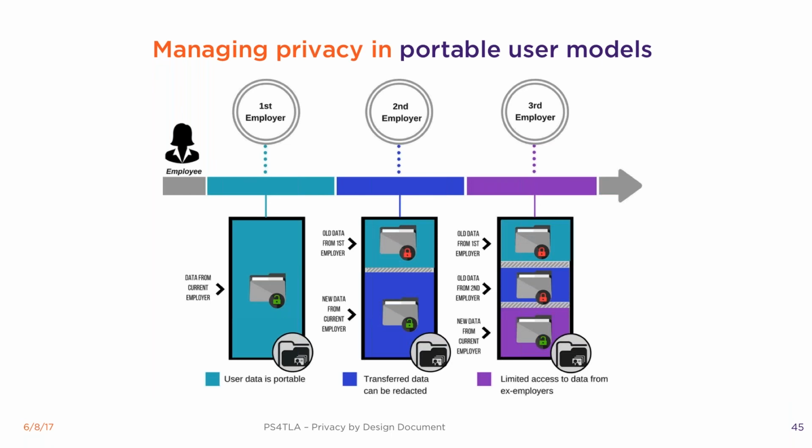It means that the user models will have to be somehow portable. And when the user moves to a new employer, some of their data will be transferred. Now, some of it will also remain hidden because, for instance, if you move from a military to a civilian employer, some of the training data may be classified. So there must be a mechanism to account for that.